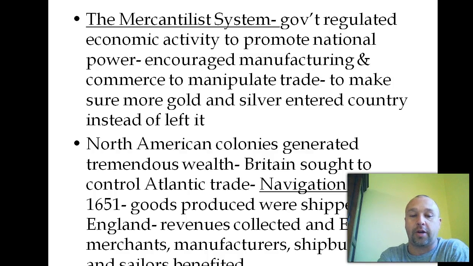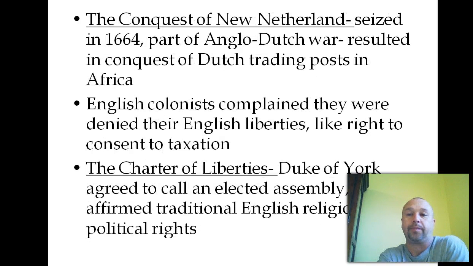And in order to try to control this Atlantic trade, the British will pass the Navigation Acts in 1651. So all goods produced will be shipped to England. The revenues will be collected, and the English merchants and manufacturers, shipbuilders, and the sailors are all going to benefit. So the idea of the colonies is to make the mother country rich.